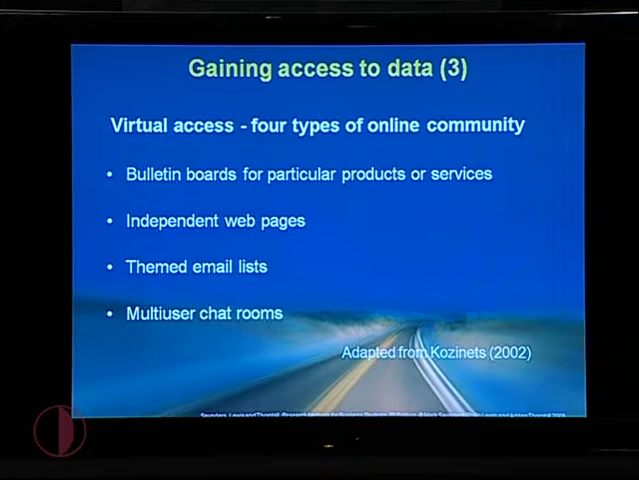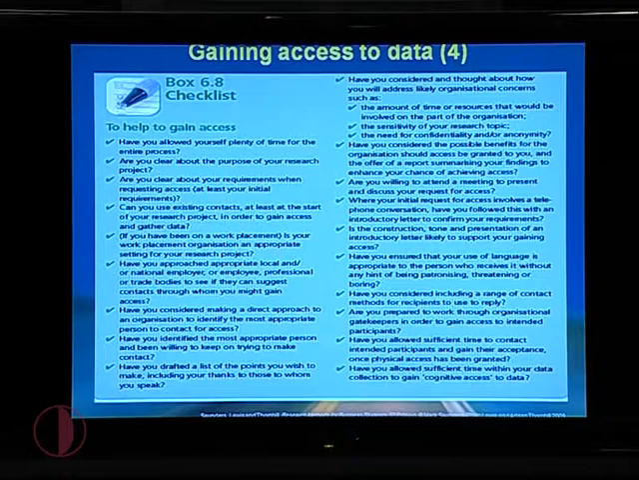So virtual access may be conducted online through the internet, like a bulletin board for a particular product or service, independent web pages, email lists or multi-user chat rooms. And you need to take care of the recommended checklist to help gain access from the contact list that you have, to know somebody that can facilitate your access to the organization and to the information.